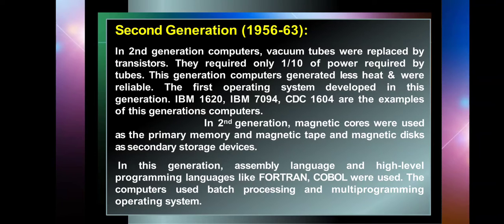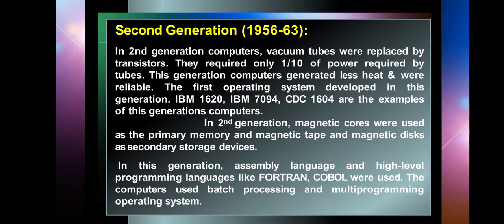Now let's move on further. Now we will study the second generation computers, which range from 1956 to 1963. In second generation computers, vacuum tubes were replaced by transistors. Earlier in the first generation we used vacuum tubes, and now in this generation we use transistors. They required only 1/10 of the power required by tubes. These computers generated less heat and were more reliable. Examples are IBM 1620, IBM 7094.